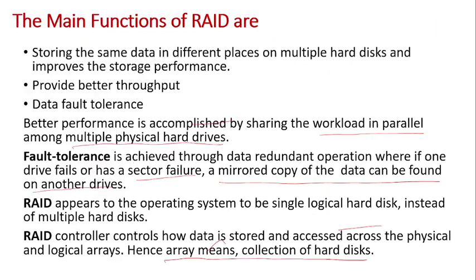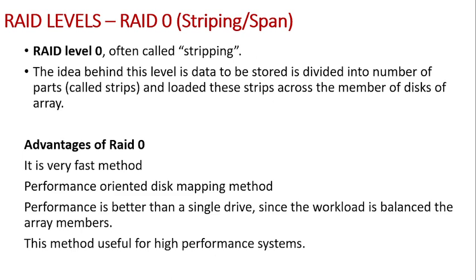Now we are going to discuss the different types of RAIDs, that is called the levels of RAID. The first RAID level is 0, which is called striping or span. RAID level 0, often called striping. The basic idea of this level is that the data to be stored is divided into a number of parts called strips and loaded across the member disks of the particular array.